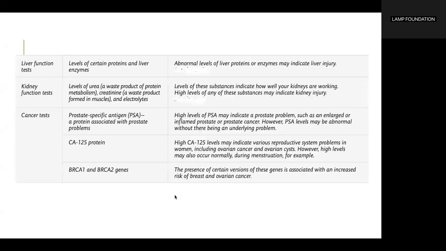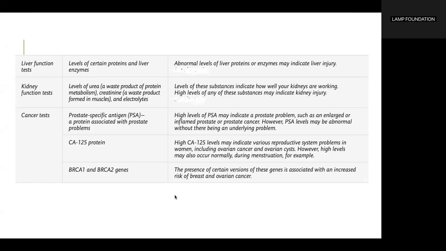Liver function tests. Levels of certain proteins and liver enzymes. Abnormal levels may indicate liver injury. Kidney function tests. Levels of urea, a waste product of protein metabolism, creatinine, a waste product formed in the muscles, and electrolytes. Levels of these substances indicate how well your kidneys are working. High levels of any of these may indicate kidney injury.